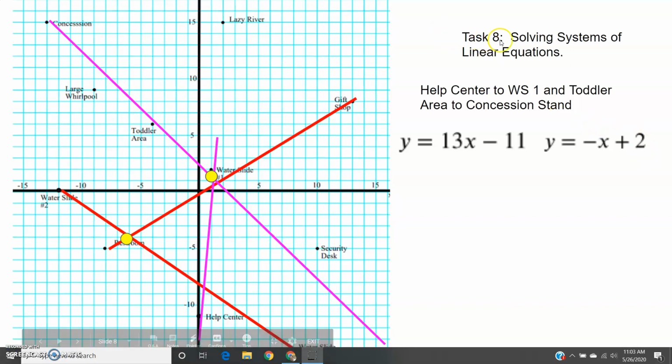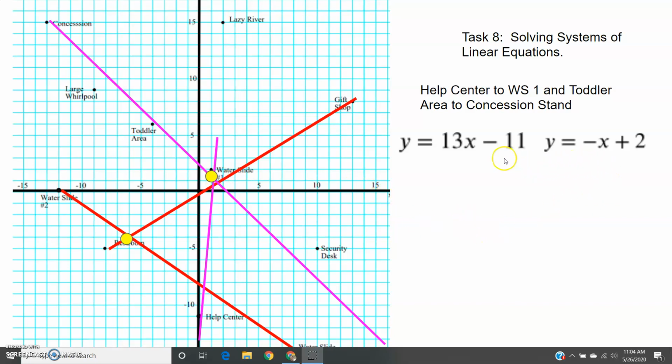And that math is task 8, solving systems of linear equations, and we're going to do that by substitution. Last in task 7, I showed you how I got the equations for the help center to the water slide 1, which I believe is this purple line here, and the toddler area to the concession stand, that's this purple line here. I extended it to show where the two purple lines intersect, and we want to find out what that intersection is. That yellow dot is a little big, but we're looking for something around 1, 1. All right, so we'll see if that math pans out.